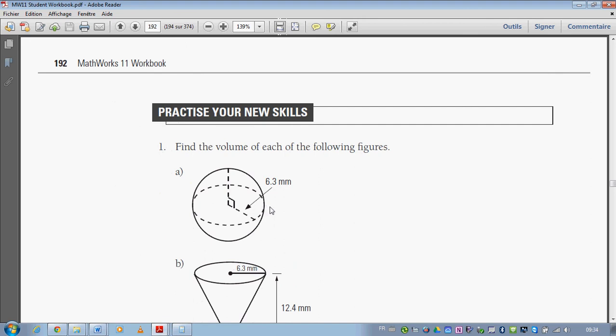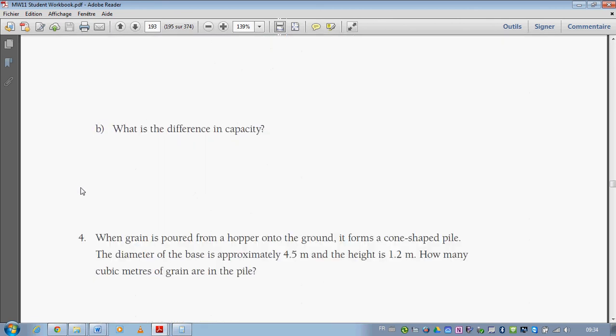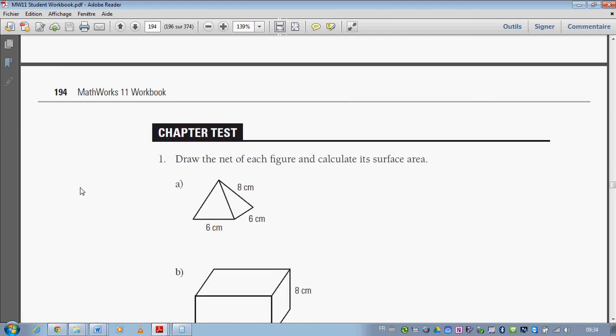Okay, and by now you'll realize that that was the end of the subtopic. So I would advise you to do the Practice Your New Skills questions on page 192 of your workbook. And because this was the last topic of the chapter, there's also a chapter test at the end of this topic. So I would highly advise you to accomplish the chapter test questions on page 194 of your workbook as well.